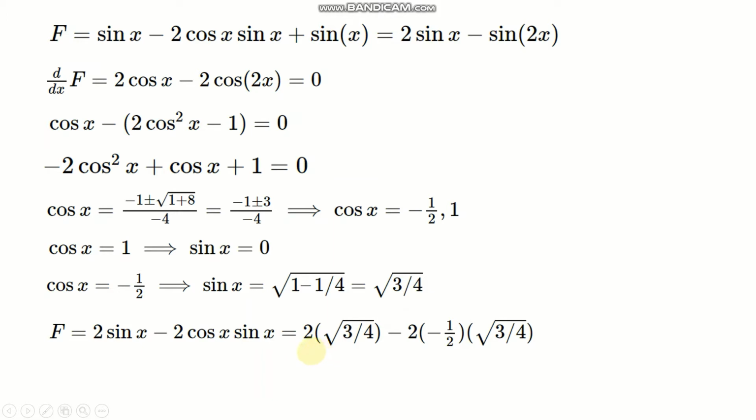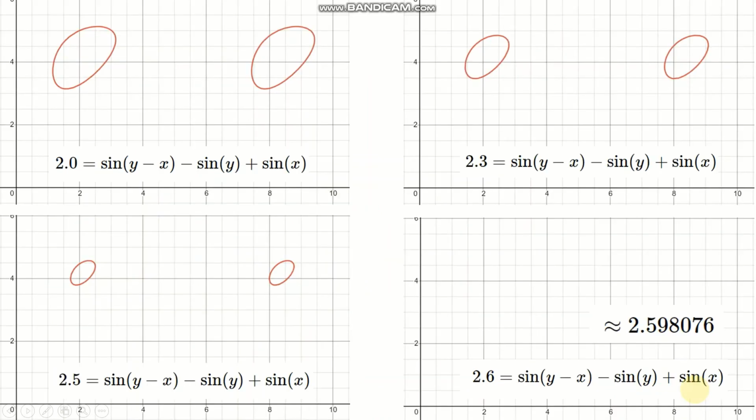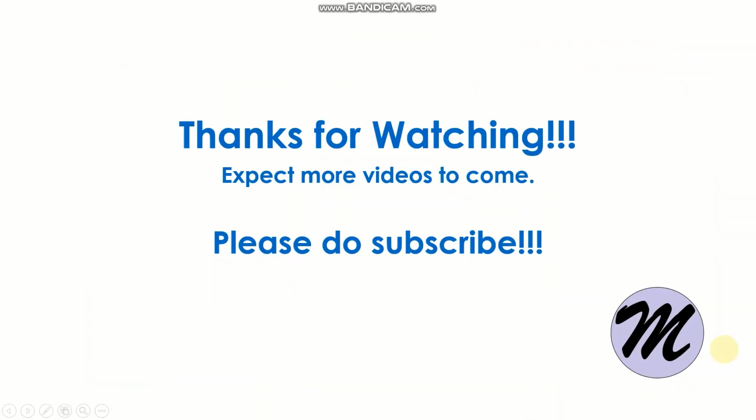So we have 2 times the square root of 3 over 4 minus 2 times negative 1/2 times the square root of 3 over 4, which is equal to 3 square root of 3 over 2. And this value is approximately 2.598076, which is almost 2.6. Therefore, the maximum output of sin(y - x) - sin y + sin x is 2.598076. Okay guys, that's all. Thanks for watching.